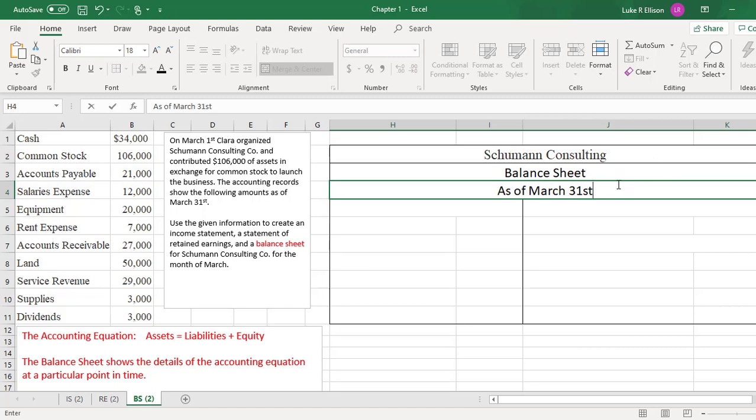Now note the date is a little bit different than it was in the income statement or statement of retained earnings. For the balance sheet, this is at a particular point in time, meaning what's our accounting equation look like as of March 31st. That's a little different than, say, the income statement, which is measuring income for a period of time, say the entire month of March. So make sure you don't get those two things confused.